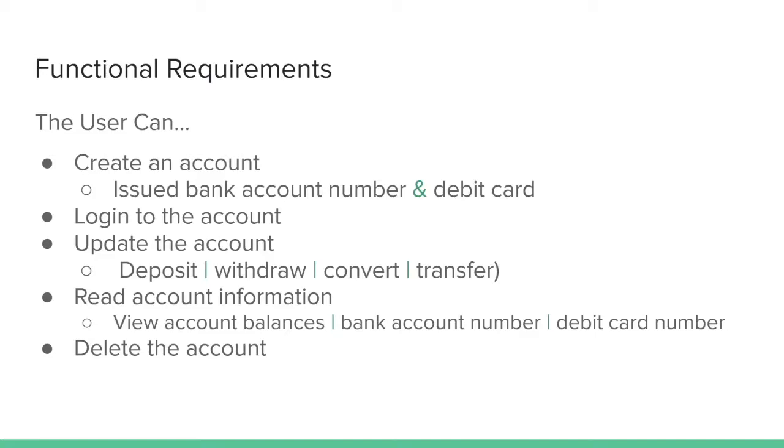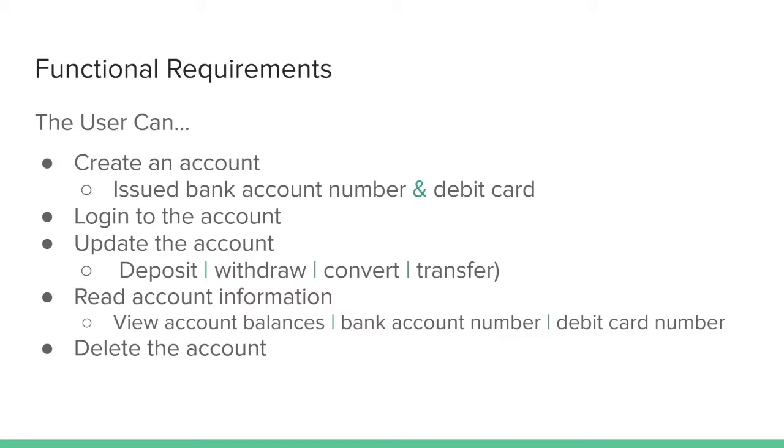Hi, my name is Joey Pio, and I will be talking about the functional requirements for our banking app. A user is able to create an account where they're issued a bank account number and a debit card number. They're able to log into the account where, if they are an existing user and they input the correct credentials, they will be able to have access into the account. Otherwise, they will not have access.